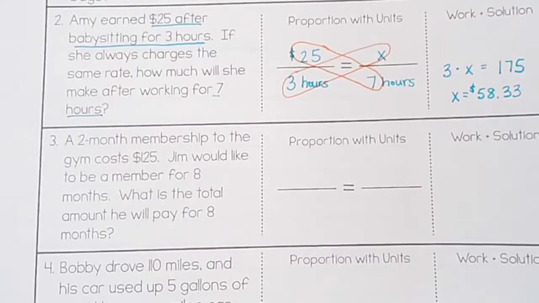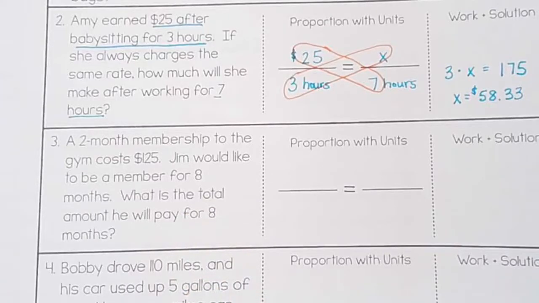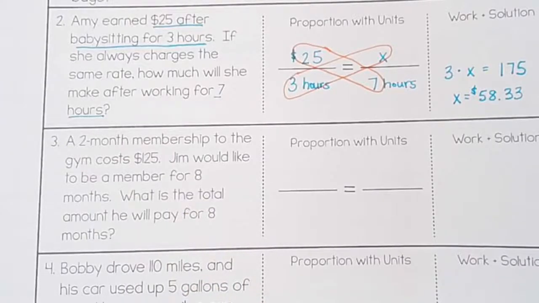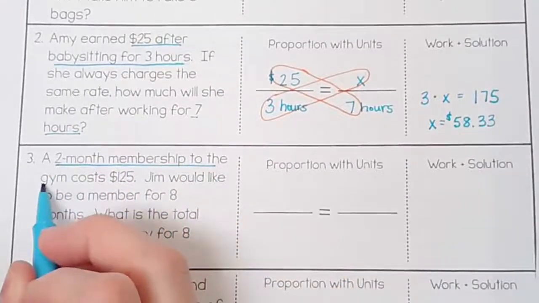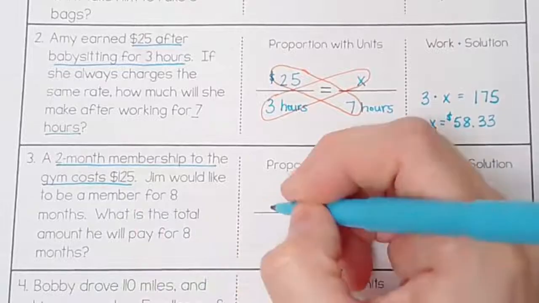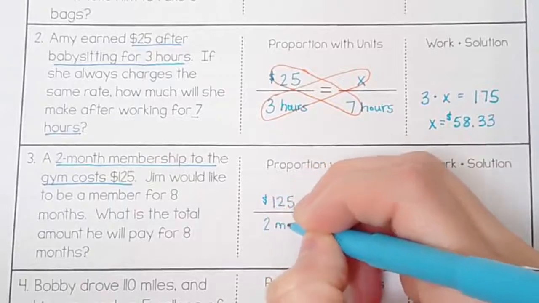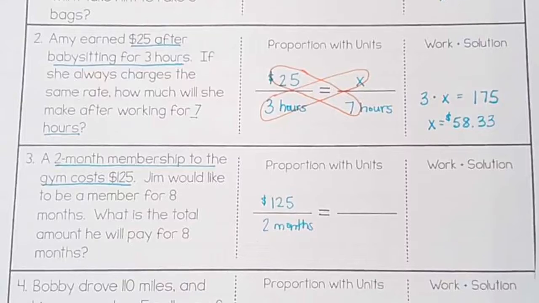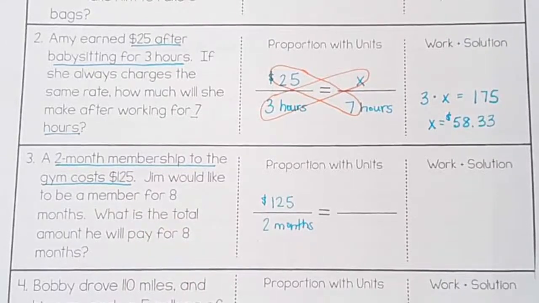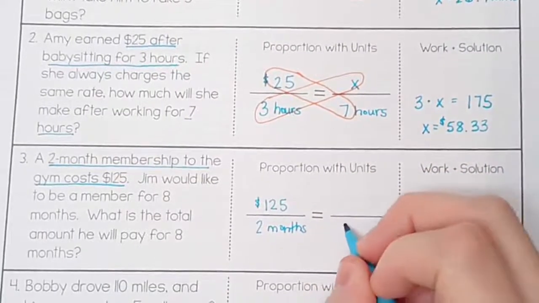So let's put what goes together. This 2-month membership goes with the 125. So 125 and then 2 months. Once again, it doesn't matter which one you put on top or bottom. All right, we keep reading the question, and then I see 8 months. Well, does 8 months go on top with the dollars, or does 8 months go on the bottom with the months? Hopefully you know it goes on the bottom with the months. And then we'll have D for dollars. Once again, the letter doesn't matter, the variable doesn't matter. You just need to put something there so that you know that's the spot that's missing.